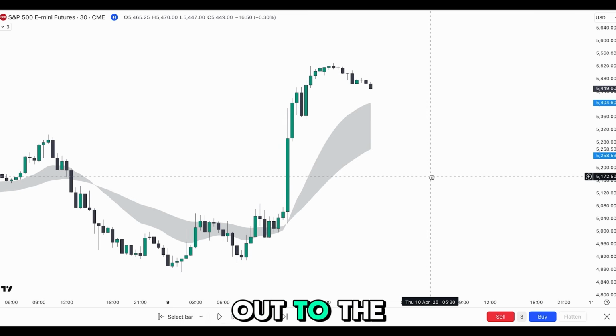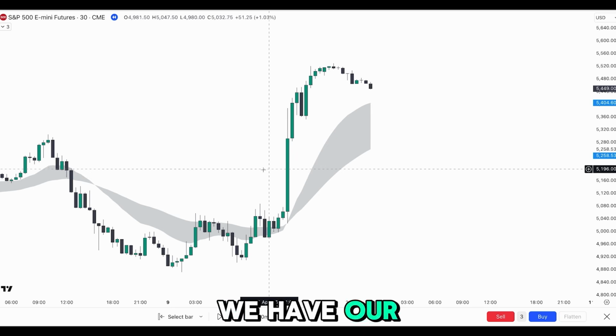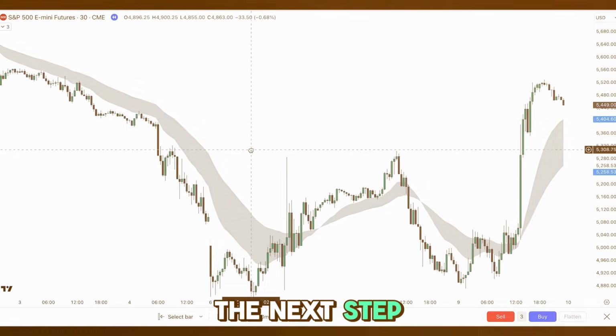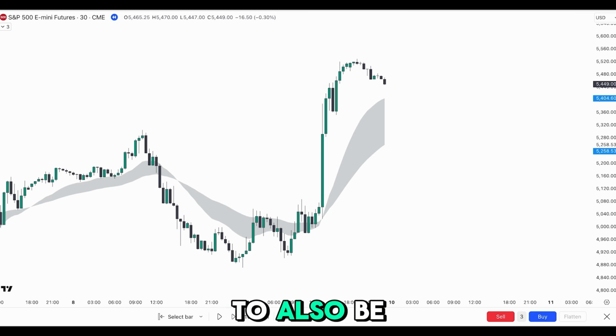So once we zoom out to the higher time frame and see a clear trend, whether up or down, we have our first requirement and we can move on to the next step. Next, we need to make sure we're taking the right type of trade. We still need the lower time frame to line up. So if the higher time frame cloud is sloping up, I want the 5-minute cloud to also be sloping up.